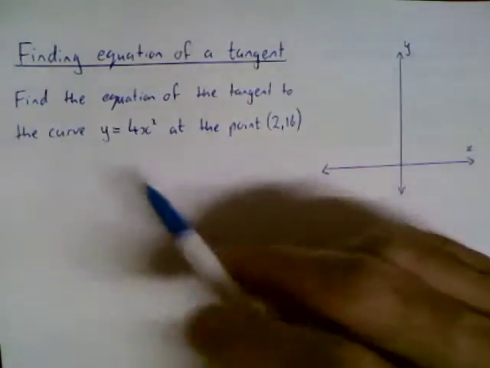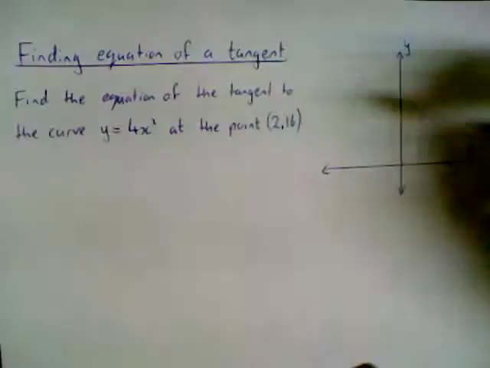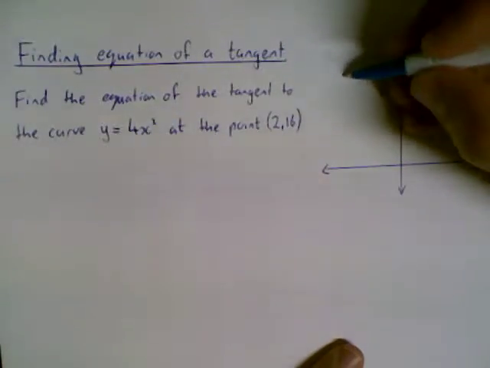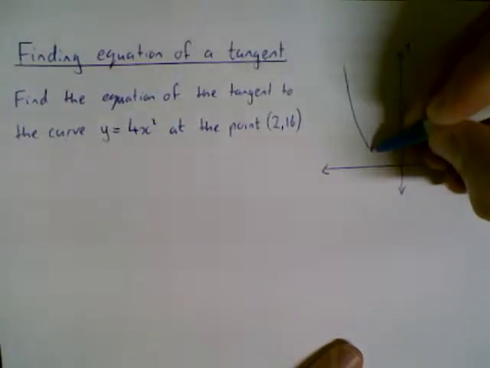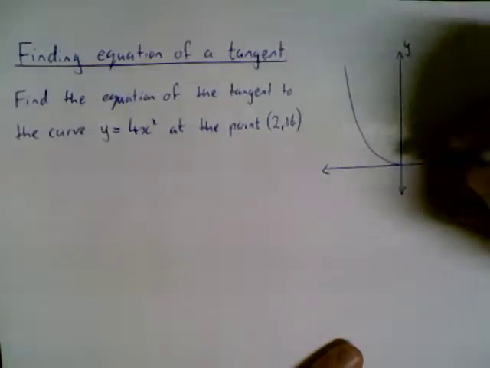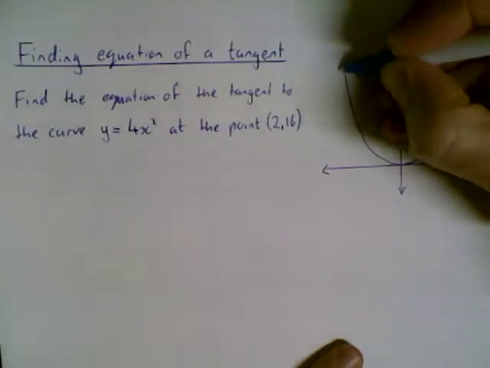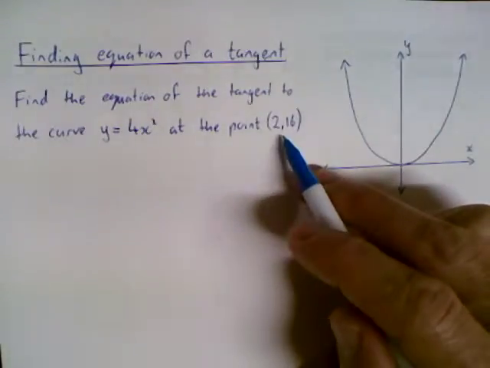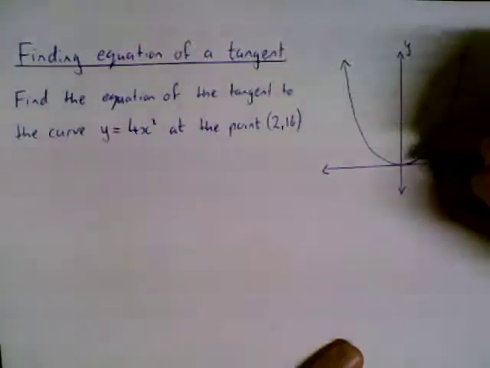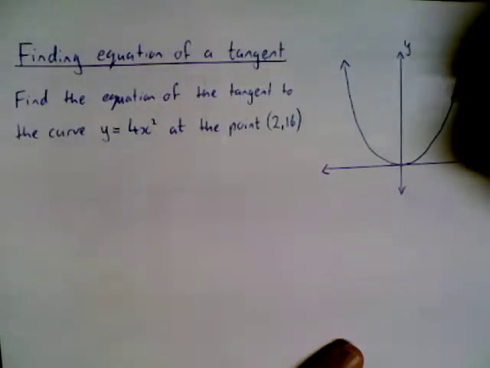So first of all, we might graph the curve given by this equation to begin with. It'll look something like this, a parabola going through the origin. And we're given that this point lies on the curve, so somewhere around about here perhaps is (2, 16).